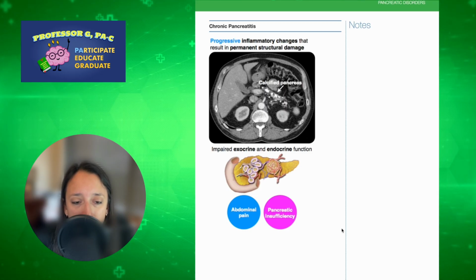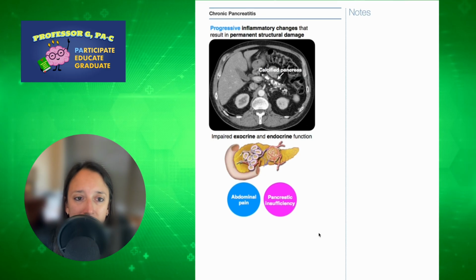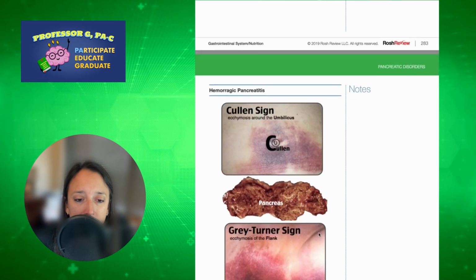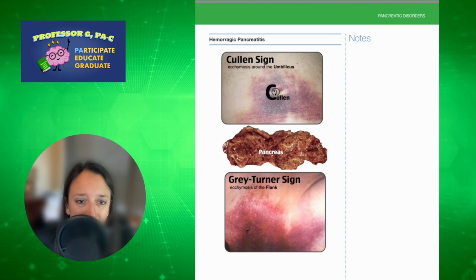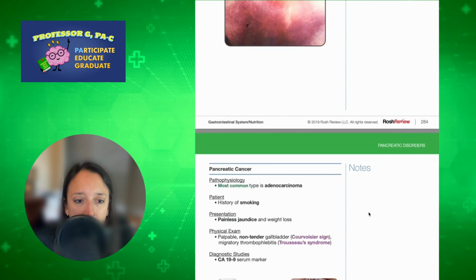Chronic pancreatitis is a buildup over a period of time of inflammation, which causes problems with both the exocrine and the endocrine pancreatic function. So basically, we get this abdominal pain plus the pancreatic insufficiencies, not producing the enzymes that break down our food. So we'll see steatorrhea in addition to the chronic abdominal pain. Here's that Cullen's sign around the umbilicus, and you can see the umbilicus there. So it's ecchymosis around the umbilicus, Grey Turner's on the flanks.